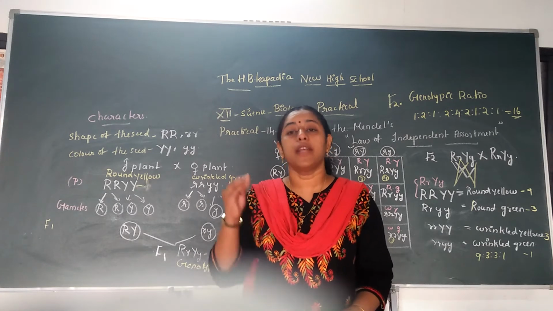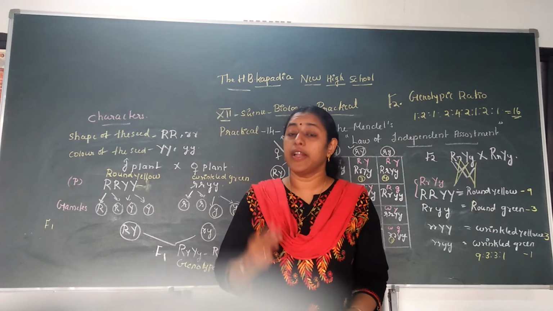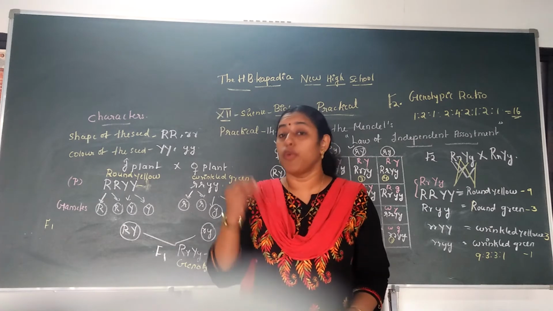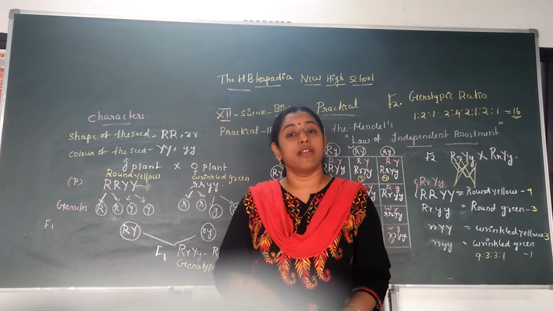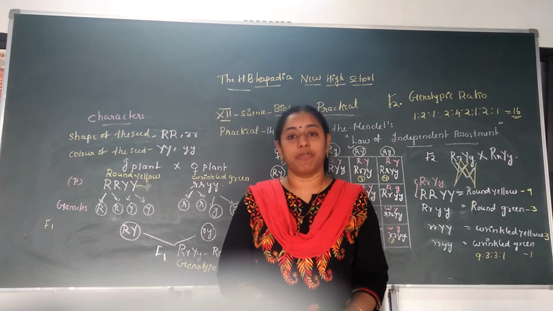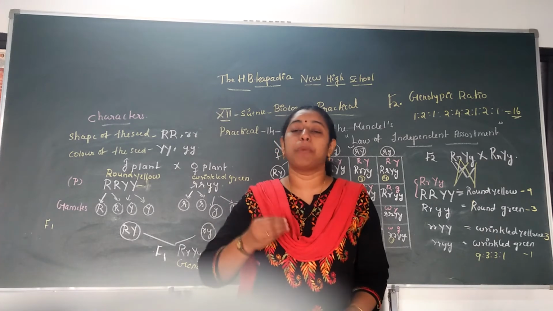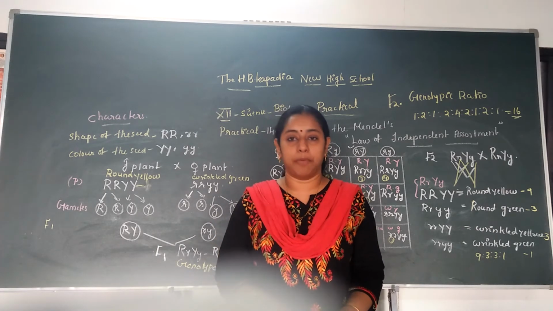For example, the characters selected by Mendel. At a time we have to take two characters. So what are the two characters we are taking? The first one is the color of the seed and the second one is the shape of the seed. And the plant that we are taking for the experiment is Pisum sativum, or garden pea.